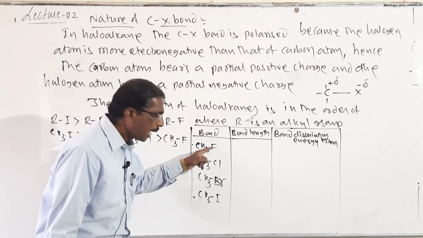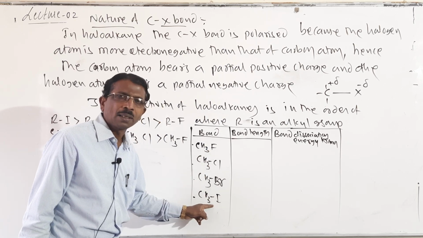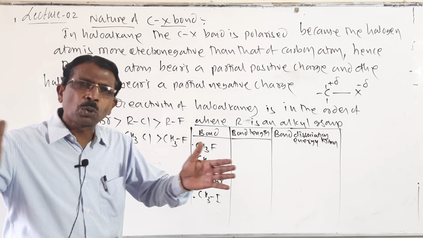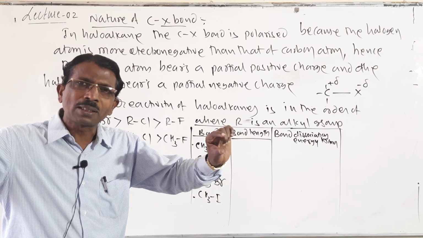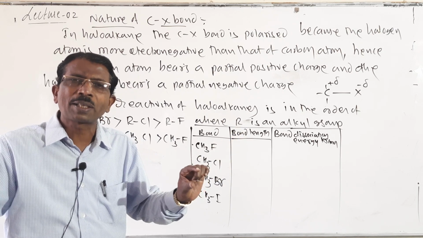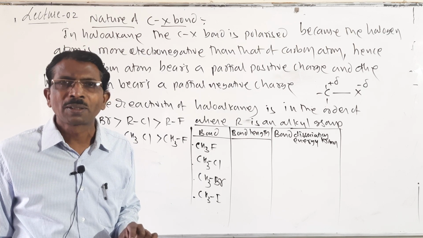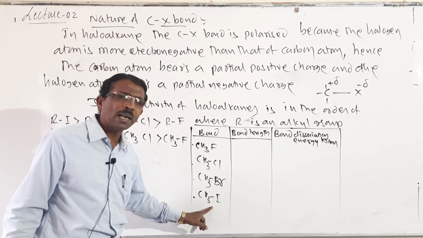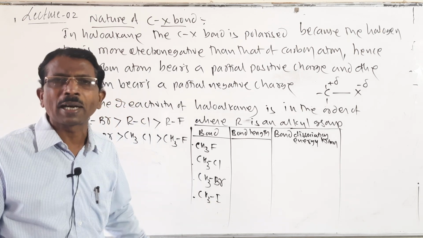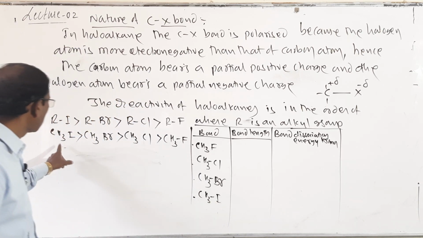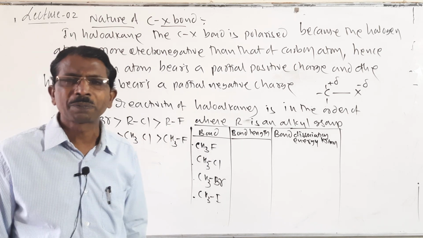Look here, as we move down in the periodic table from fluorine to iodine, the atomic size goes on increasing. As the atomic size increases, its bond length also increases. As the bond length increases, the strength of this bond decreases, meaning the bond dissociation enthalpy decreases. Hence this methyl iodide can be easily broken. The bond between this methyl and iodine can be easily broken, and these are highly reactive. And hence the order of reactivity is RI, RBr, RCl and RF.